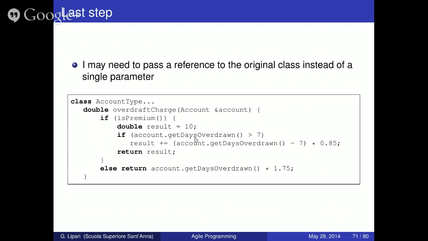and instead of passing just the variable days overdrawn, I'm going to implement an access method get days overdrawn, which I can call like that. Okay, in this way, I'm sure I'm not going to modify the variable, and I'm sure I'm not going to do something strange or wrong with that data.